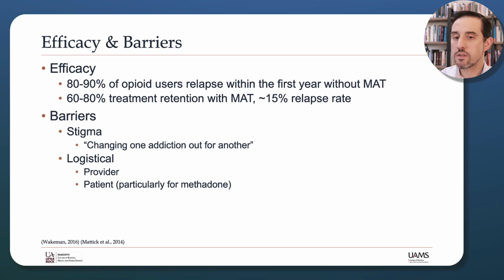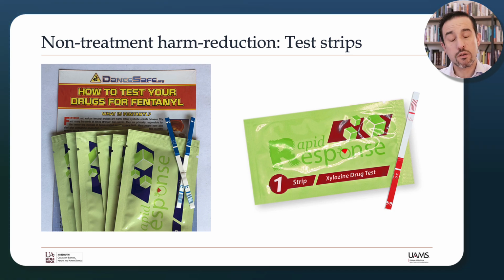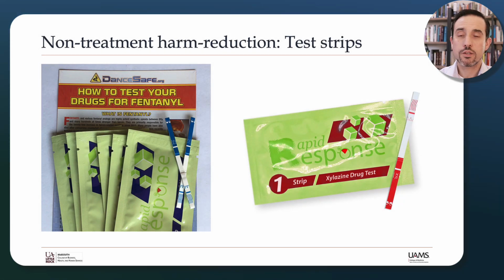Now, other forms of harm reduction, I just want to touch on briefly. There are non-treatment types of harm reduction, so again, protecting people from the worst consequences of use before they're ready to potentially make other health-related changes. So there are test strips. This is something many public health departments have available, where you can take some of a drug, mix it in with some water, dip a test strip into it, and see whether or not it's positive for fentanyl or xylazine.